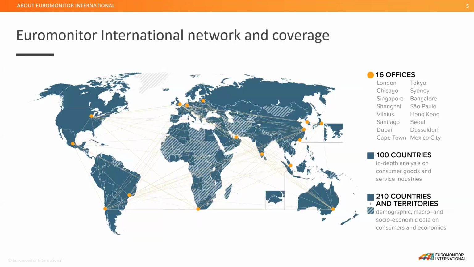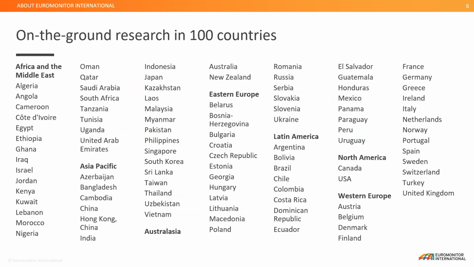But before I get to that, this is how it looks on the global map. We have 16 offices around the world. As you can see, we cover a lot of the globe. We have a lot of information on demographic, macro, and socioeconomic data on consumers and economies in 210 countries and territories. And of course, the 100 countries where we have our researchers on the ground.